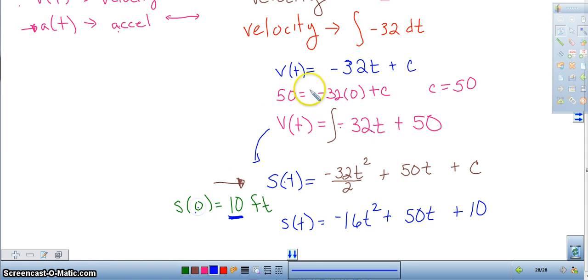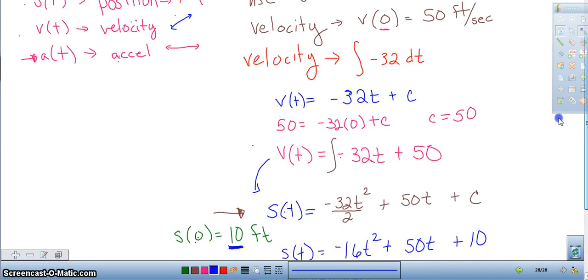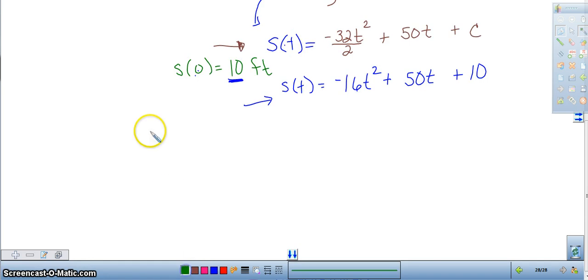Now I use 0 for all of these. They might give you 1 or 3. It's the same thing. You just have to do algebra to find c. So this is my position function. So my next question: I have a velocity function, I have an acceleration function way up here somewhere, right? Yep, and then I have a position function. So now let's see if we can answer some questions.